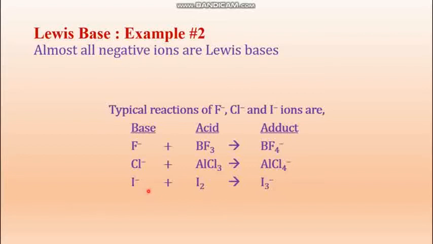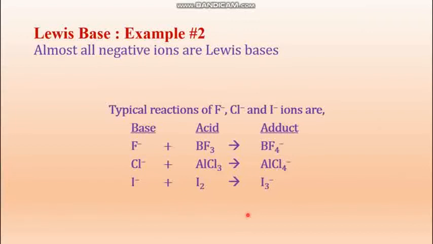Here this is also a Lewis acid-base reaction, where iodide is a Lewis base and iodine is a Lewis acid. It can accept a lone pair of electrons because it has empty d orbitals. These empty d orbitals can easily accommodate the lone pair of this iodide ion to form the triiodide ion. Triiodide, T-R-I-I-O-D-I-D-E, triiodide ion. So the reaction is KI plus I2 gives KI3. In the equilibrium constant determination, practical chemistry, we use this reaction.